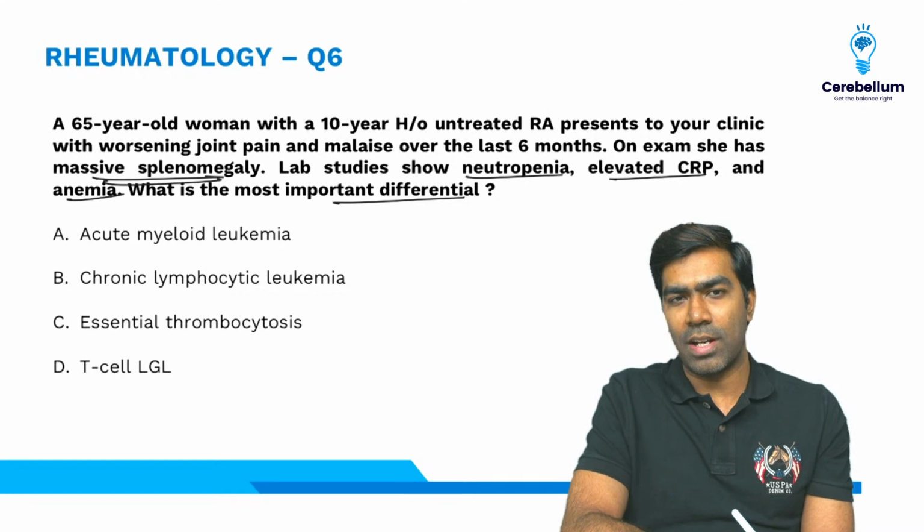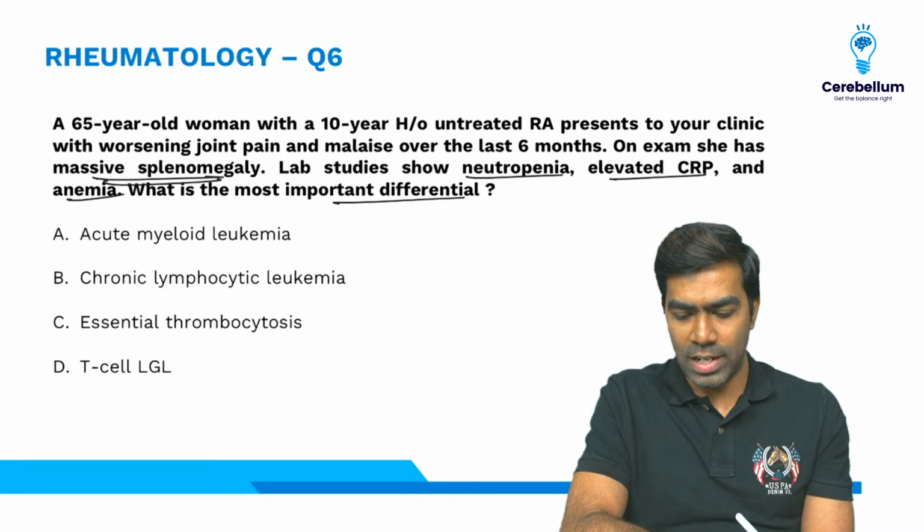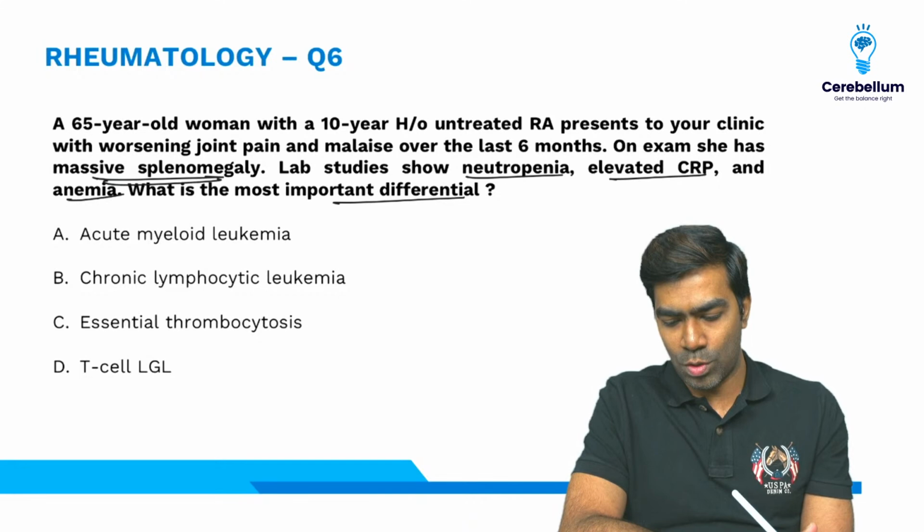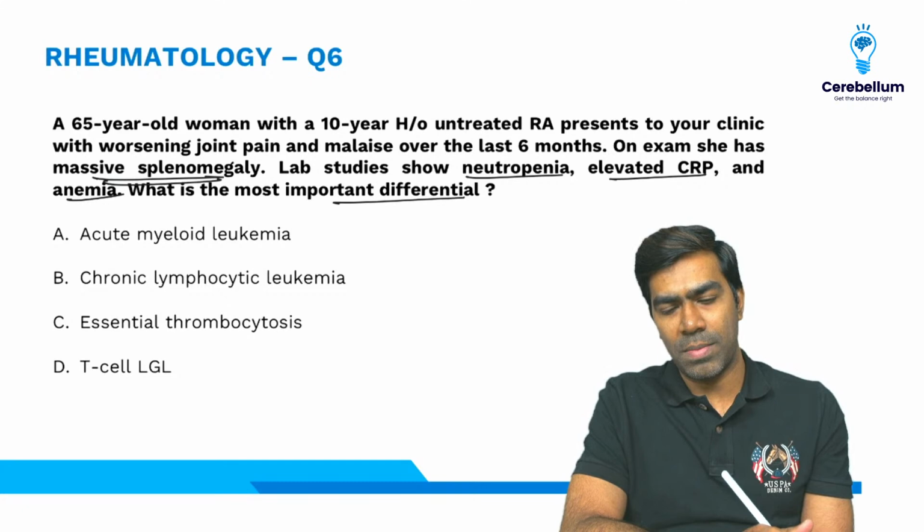Is it acute myeloid leukemia, or chronic lymphocytic leukemia, or essential thrombocytosis, or T-cell LGL? LGL stands for large granular lymphocytic leukemia. So what is the right answer? A 65-year-old woman with rheumatoid arthritis, massive splenomegaly, neutropenia, elevated CRP and anemia. What is the most important differential? So 10 seconds for you.